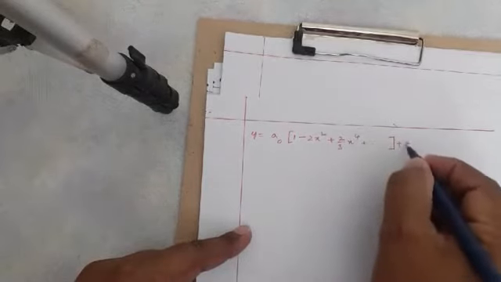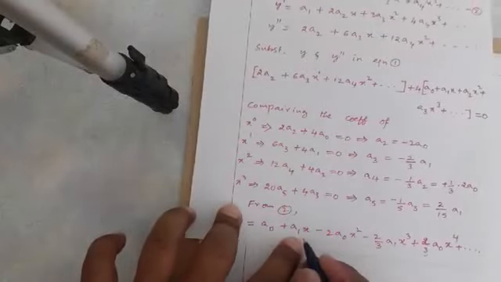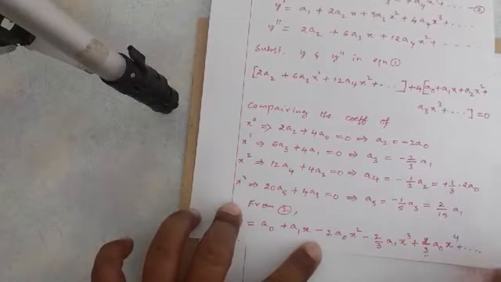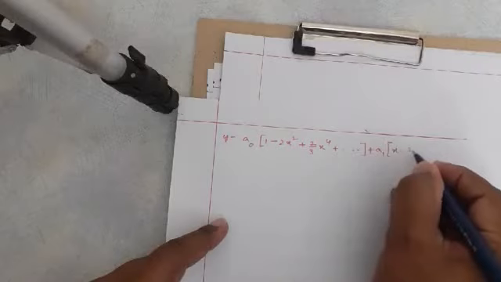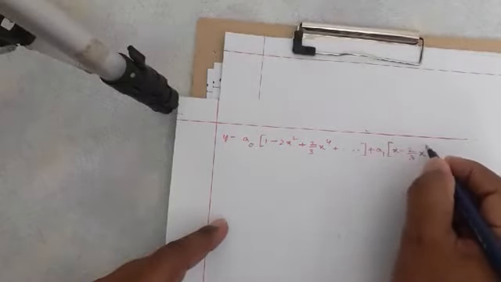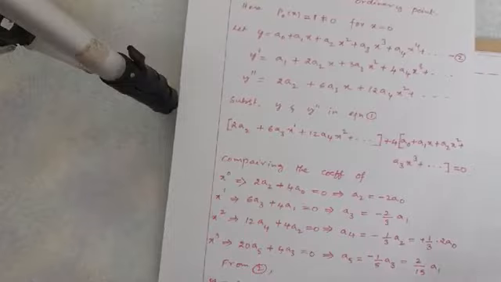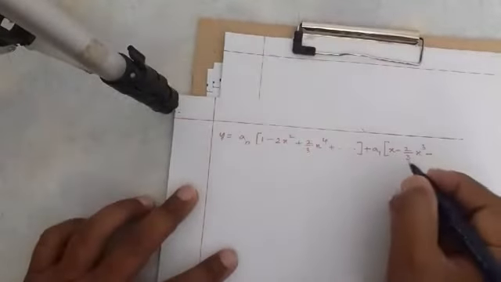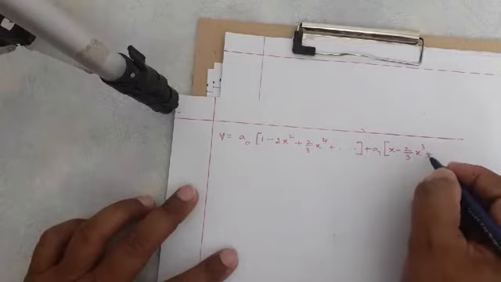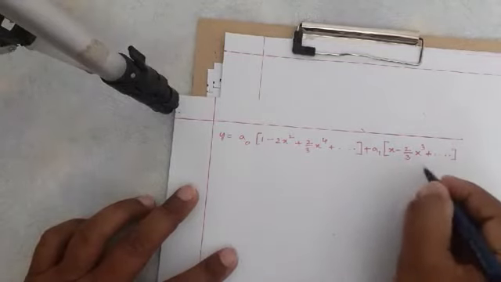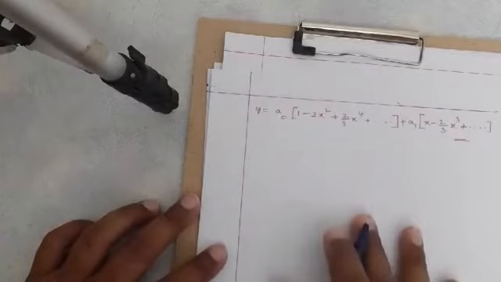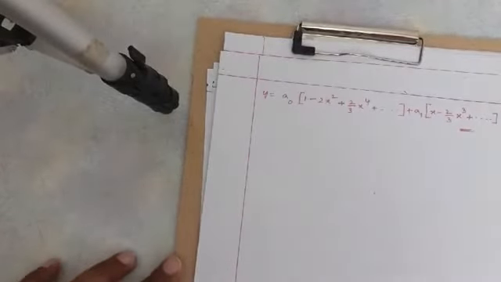Then we take a1 common, so now this becomes x minus 2 by 3 x cube plus, another term will be there, and so on. So this is the solution of the given equation. In this way we solve the problems based on power series.